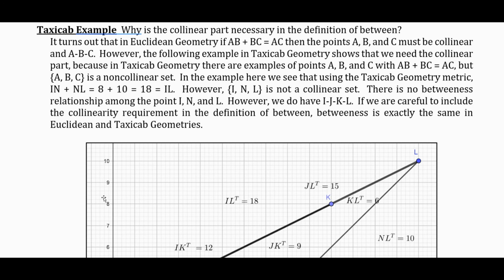Why do we have the part about collinearity? Well, it turns out in Euclidean geometry, if the distance from A to B plus the distance from B to C is the distance from A to C, then the points A, B, and C must be collinear, and B is between A and C. So you might think, well, why do we even need the collinearity part of the definition?